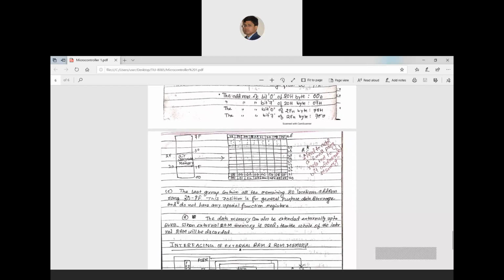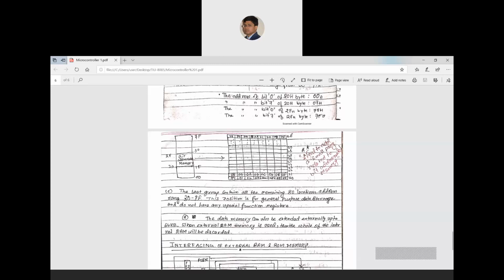So here is the thing. This bit addressable memory location starts from 20 and ends at 2f. On the right side you see this is 20, this is 2f. So how many locations do we have? 20, 21, 22, 23, 24, 25, 26, 27, 28, 29, then 2a, 2b, 2c, 2d, 2e, 2f. So 16 locations we have, and in each location I can put data having 8 bit length.